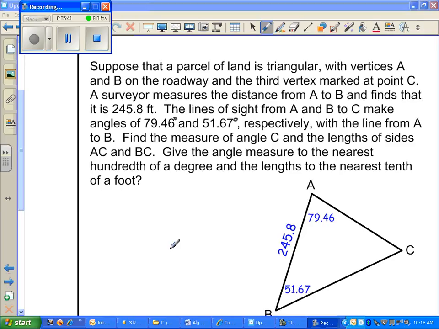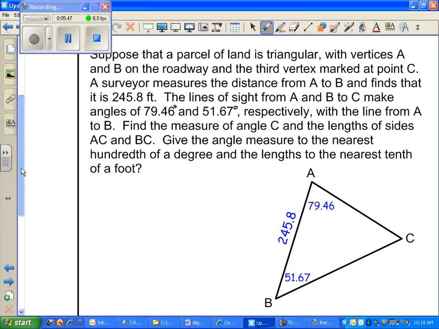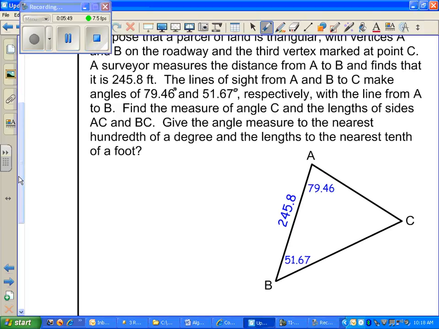A surveyor measures the distance from A to B and finds that it is 245.8. The lines of sight from A and B to C, that means connecting A to C and B to C, if we're supposedly looking at C. The angles that they form with line AB are 79.46 and 51.